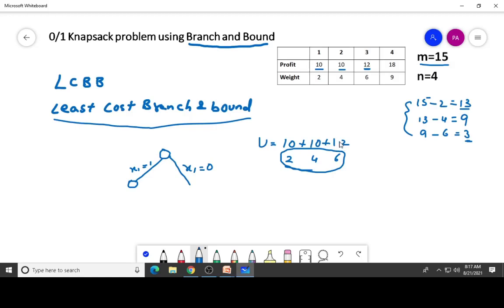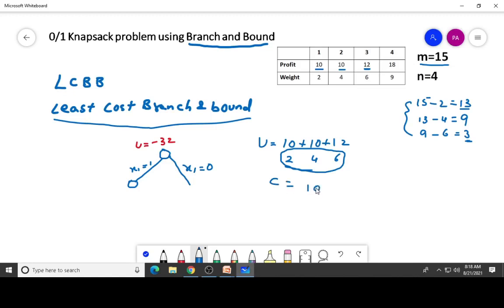So what is our upper bound now? Upper bound is minus 32. As I told you, we converted the maximization problem to a minimization problem, so we need to write the minimum. Okay, I will write this in a different color. U is equal to minus 32. Here we are not adding the fraction.